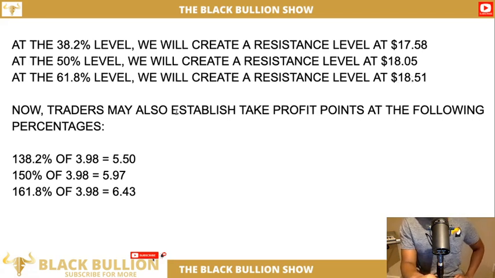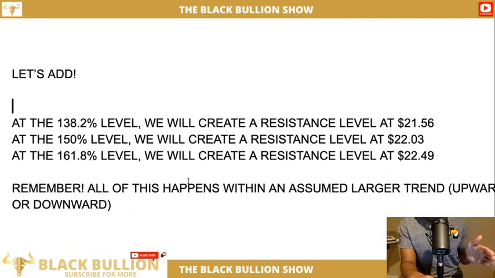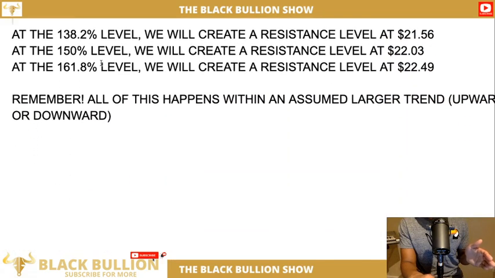Now, traders may also establish take profit points at the following percentages: 138.2%, 150%, and 161.8% of that same range. And these are the numbers that you'll get from that. So let's add. At 138.2% level, we will create a resistance level at $21.56. At the 150% level, we will create a resistance level at $22.03. At the 161.8% level, we will create a resistance level at $22.49.